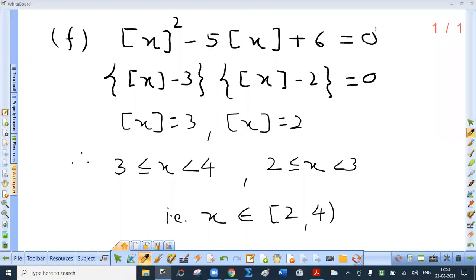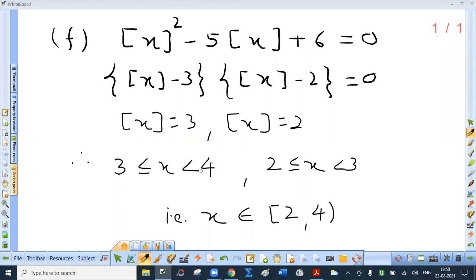F part: step(x) square minus 5 step(x) plus 6 equal to 0. Find the factors: (step x minus 3)(step x minus 2) equal to 0. I have omitted one step. So step x is 3 or step x is 2. Now, step value of x is 3 means 3 less than or equal to x less than 4. Now you may ask me, why equal to here and why not equal to here? See, if you say x equal to 4, what is the step value of 4? It is not 3, it is 4. And that is why it is less than 4.